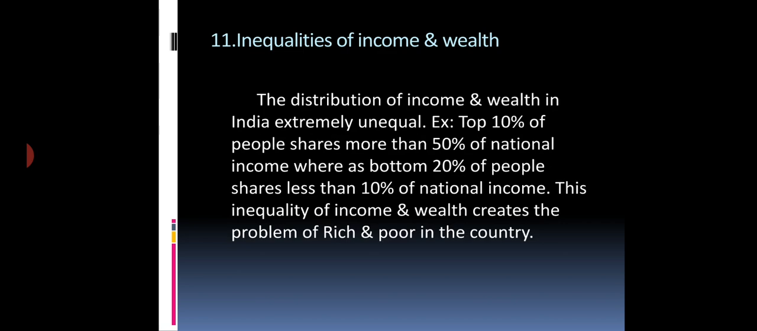The next one is inequalities of income and wealth. The distribution of income and wealth in India is extremely unequal. For example, the top 10% of people share more than 50% of national income, whereas the bottom 20% of people share less than 10% of national income. This inequality of income and wealth creates the problem of rich and poor in the country, that is, the gap between the haves and have-nots.